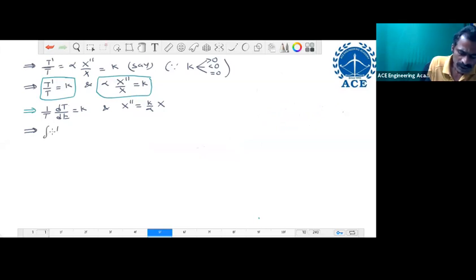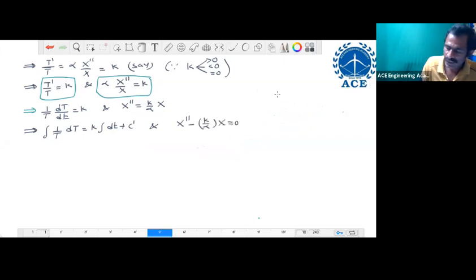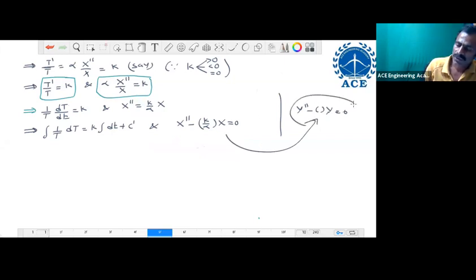Here, integral 1 by T dT equal to k into integral dt plus c dash. And here X double dash minus k by alpha into X equal to 0. On the other side, the second order differential equation is just like this only: y double dash minus something into y equal to 0. Already we know the method of finding the solution of this equation. It is a homogeneous equation. For a homogeneous equation, the general solution is the yc. To find the yc, we require the roots. For getting the roots, we consider the auxiliary equation only. Just like that, we solve this. But instead of y, here x is present. It is the only difference.